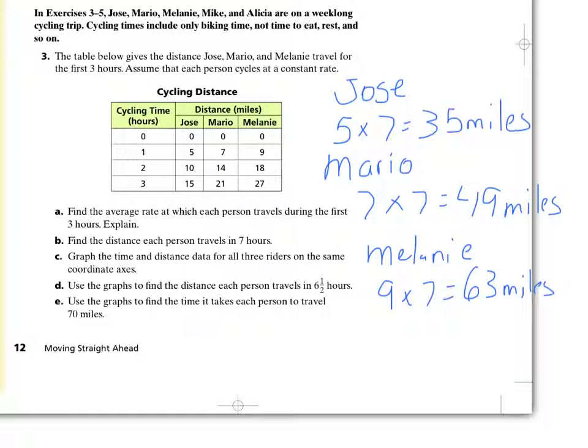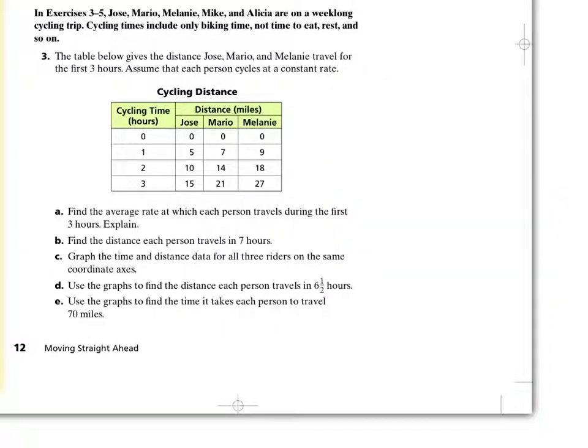For Mario, since he averages 7 miles per hour, 7 times 7 equals 49 miles. So he is probably going to complete 49 miles. And for Melanie, since she averages 9 miles per hour, 9 times 7 equals 63 miles. So she's going to travel 63 miles. Okay, for C, D, E, F, G, H, and I will do that live in class so I can show you the graphs.